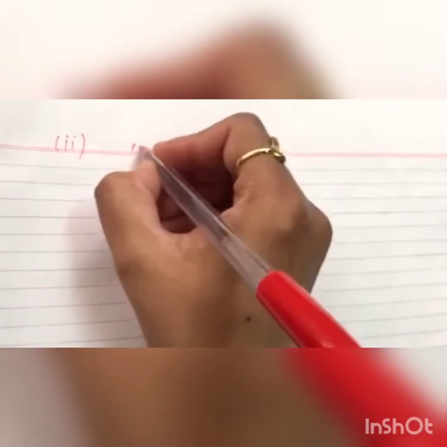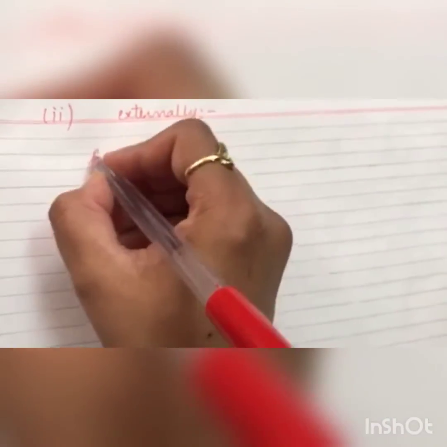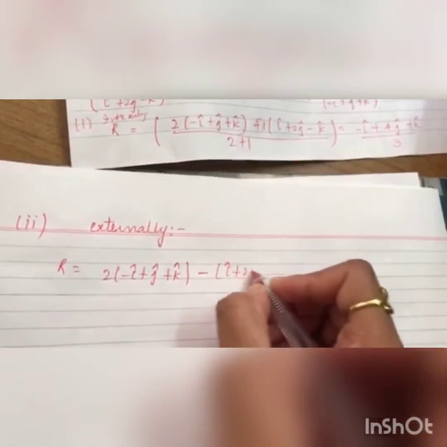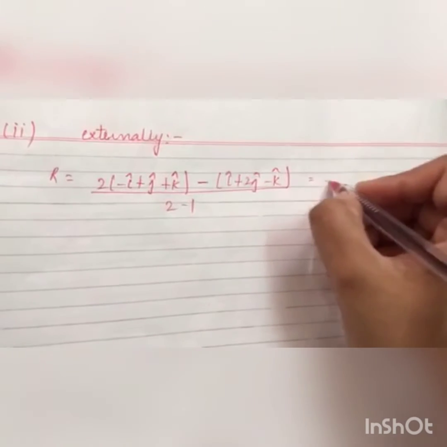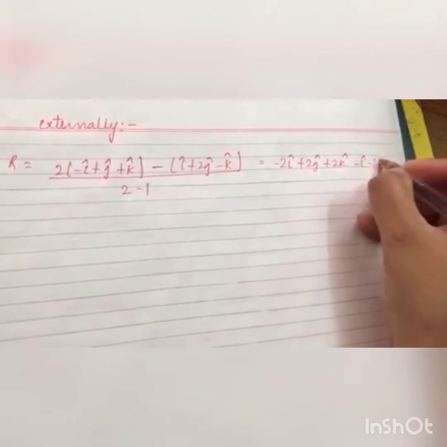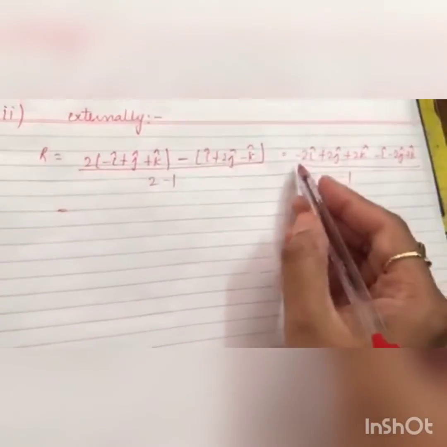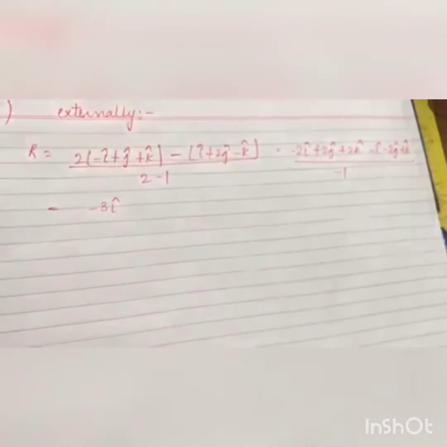So this will be the second part. If the point divides the line segment PQ externally, then R is equal to 2 times (minus I cap plus J cap plus K cap). Simply change the sign over here: negative I cap plus 2 J cap minus K cap, divided by 2 minus 1. That means minus 2 I cap plus 2 J cap plus 2 K cap minus I cap minus 2 J cap plus K cap, divided by minus 1. So this is minus 2I minus I, that means minus 3I cap plus 2J plus 2J.